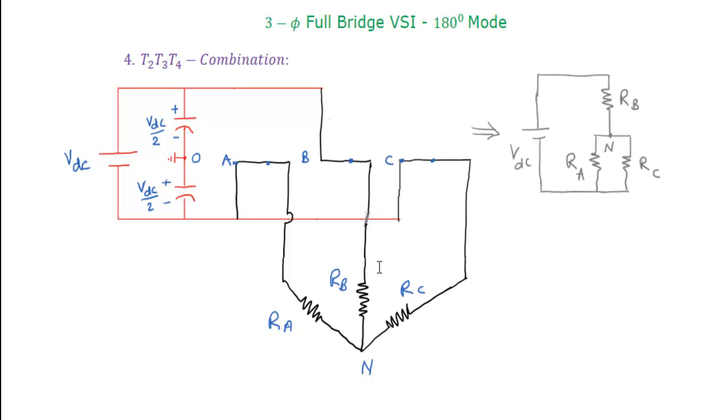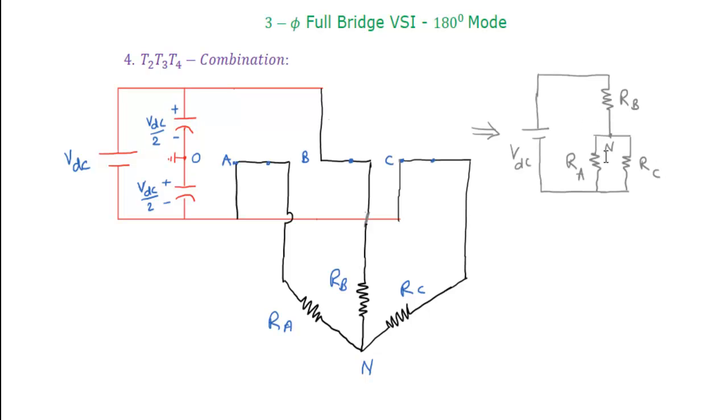As I told you, in the equivalent circuit, phase A and phase C are connected in parallel, and that parallel combination is connected to the negative terminal of the source. Likewise, phase B alone is connected to the positive terminal of the source. Now, as we already discussed in the previous combinations, the single phase will always get more voltage, that's 2 times VDC by 3. The parallel combination will get only a lesser voltage, that is VDC by 3.